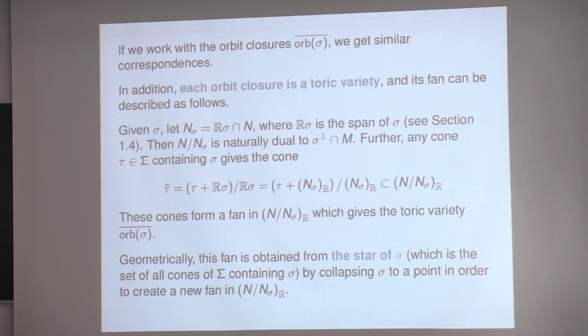And geometrically, what is happening over here is that you take what is called the star of the cone sigma, which is the set of all cones in the fan containing your fixed cone sigma, and then basically you collapse sigma to a point. What is really happening is that we are quotienting the vector space by the linear space spanned by sigma. So you can think of it informally as just collapsing sigma to a point, and then what you get is the new fan in this quotient. Let's see it with one example.